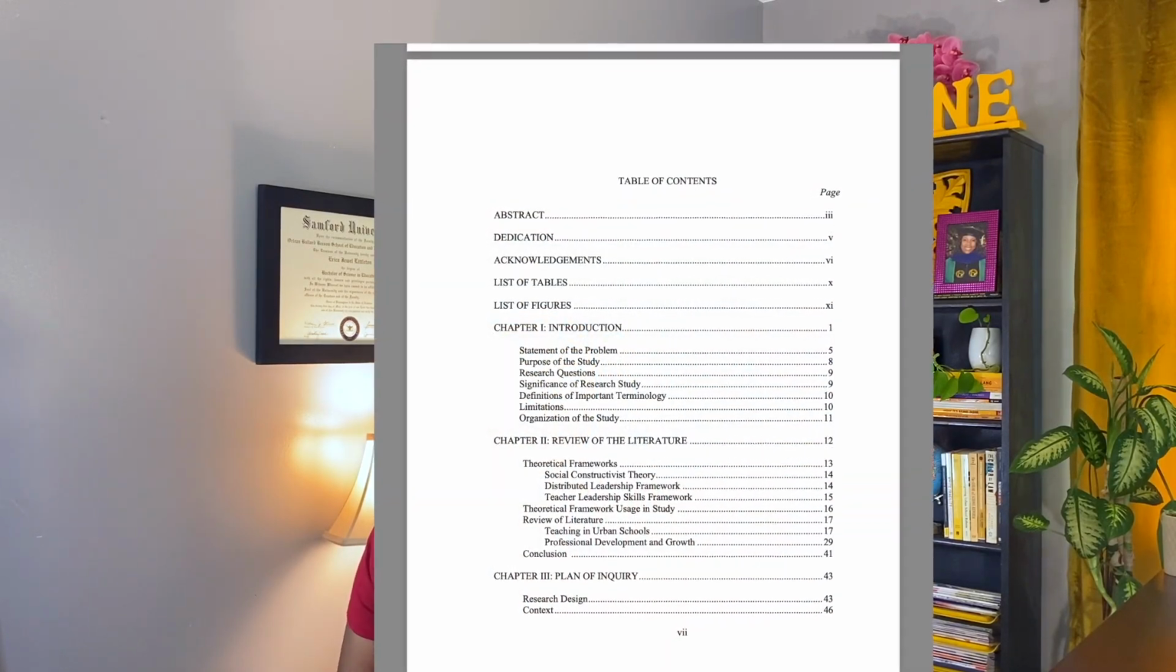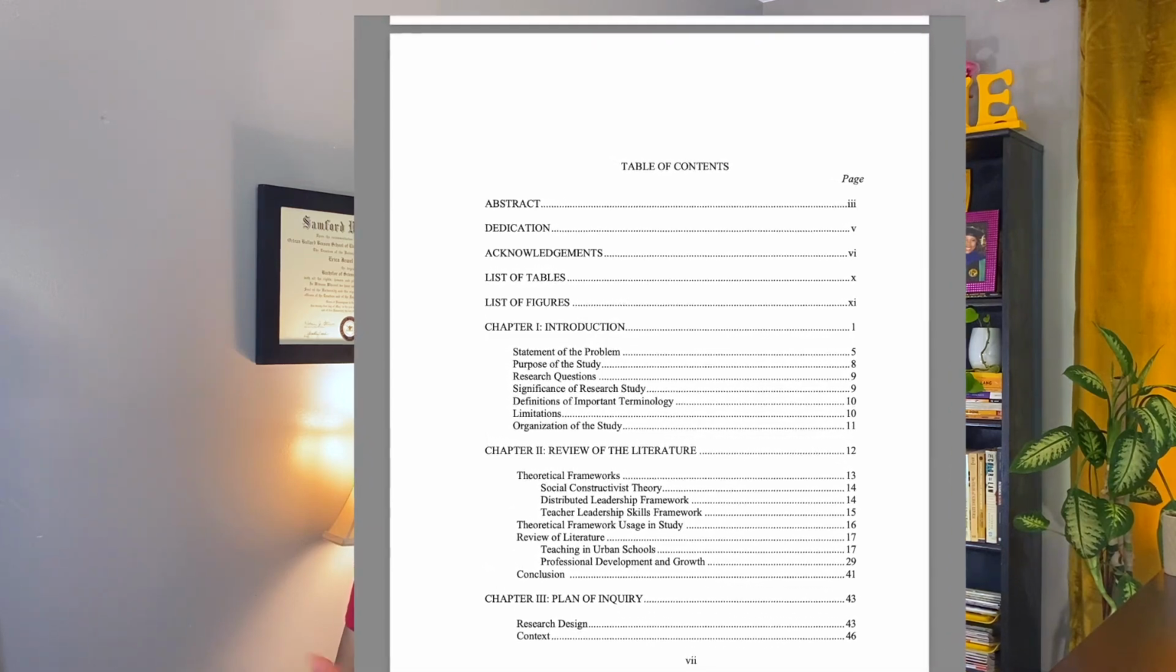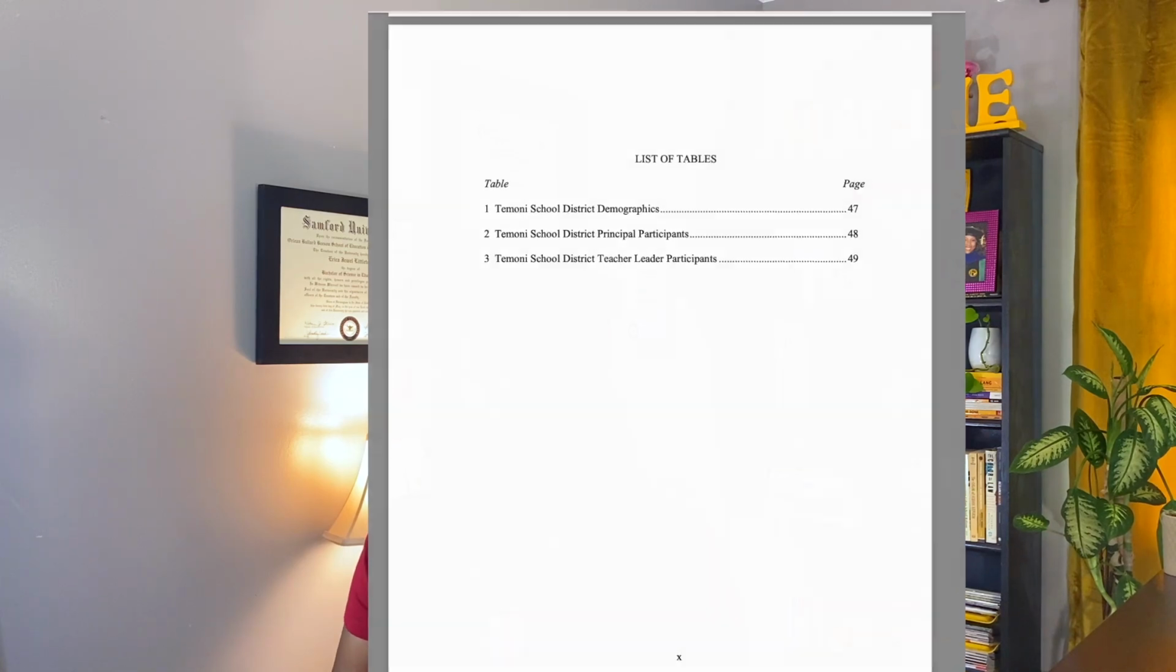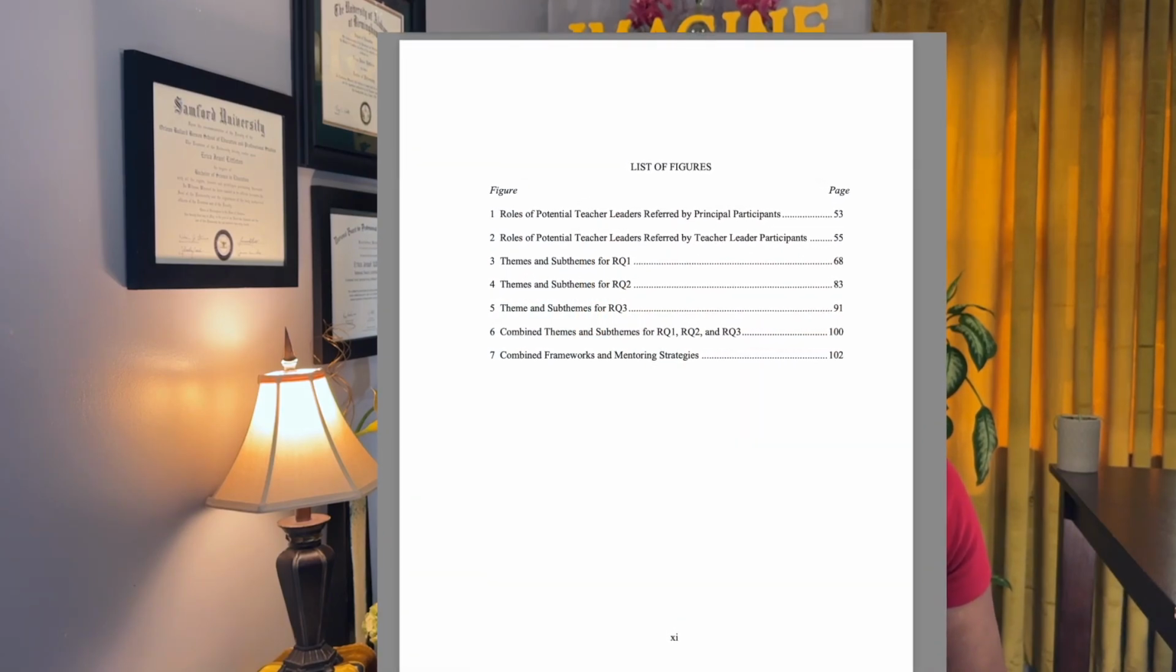After the abstract, dedication, and acknowledgments, you will probably find a list of the tables and the figures that appear in the dissertation. Now, the number of tables and the number of figures will vary depending on the topic of the dissertation and depending on how many tables and figures are necessary to convey the point of what the researcher is endeavoring to support. After the abstract, the dedication, the acknowledgments, the list of tables, and list of figures, you get into the meat of the dissertation.